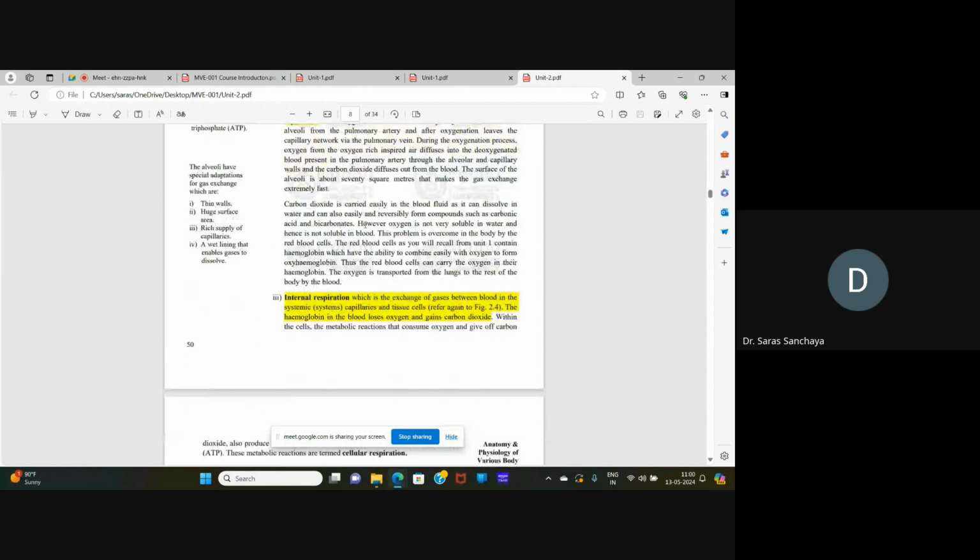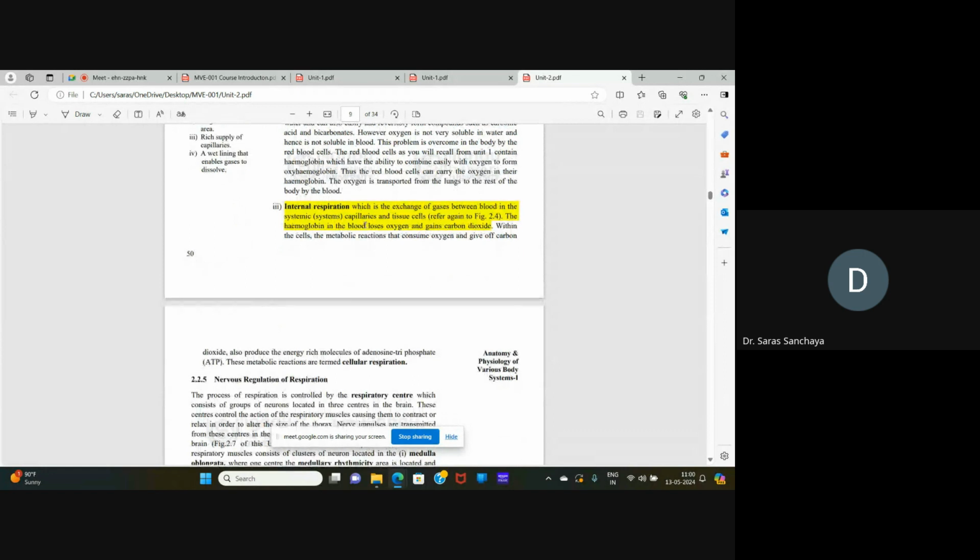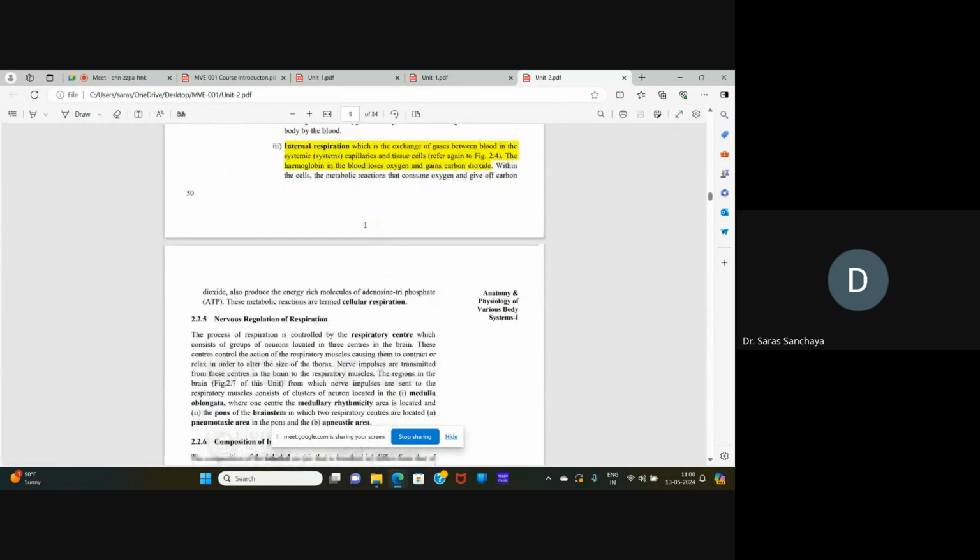Now internal respiration, which is the exchange of gases between blood in the systemic capillaries and tissue cells. The hemoglobin in the blood loses oxygen and gains carbon dioxide. It loses oxygen and distributes it into different tissues of the body, and gains carbon dioxide from the tissues, which is the waste material in the body.